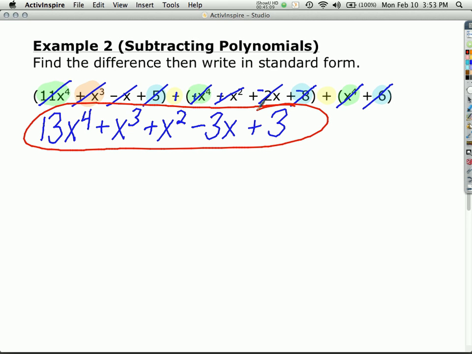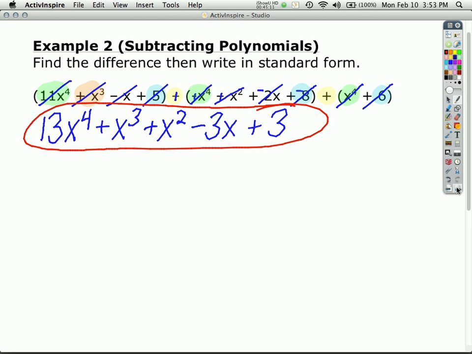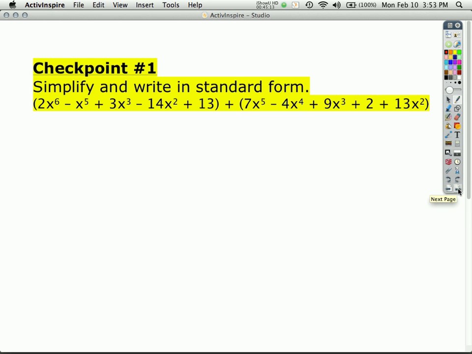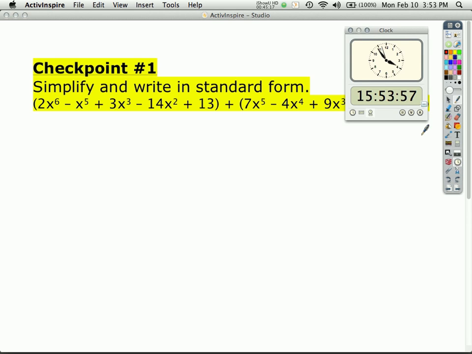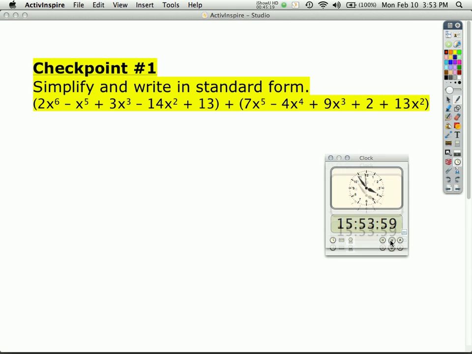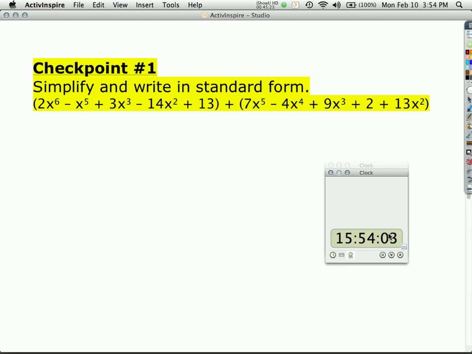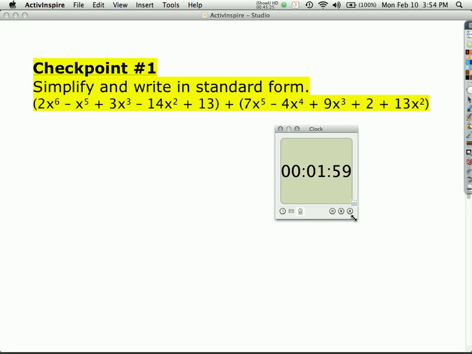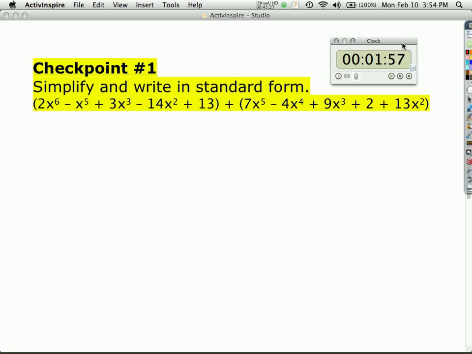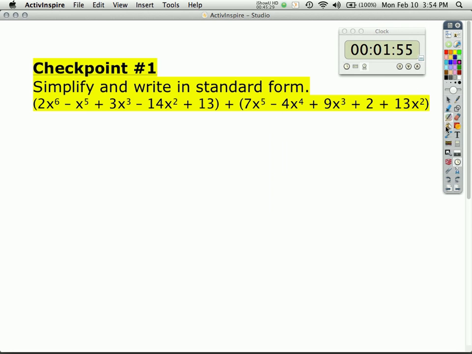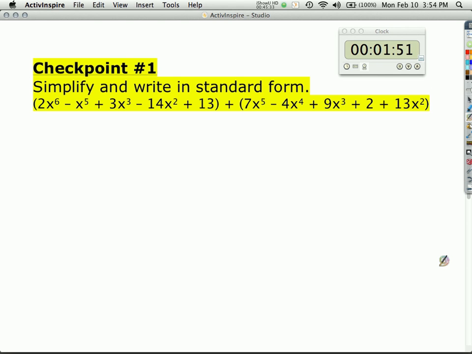All right, so here you go, checkpoint number 1. Let's see how you do on your own. You got 2 minutes. Remember, checkpoints you don't have to copy unless, of course, you need it copied. So it's up to you to decide.